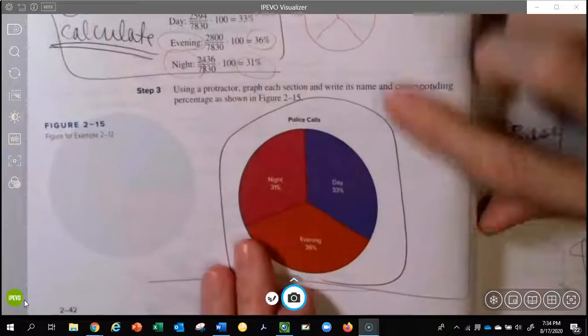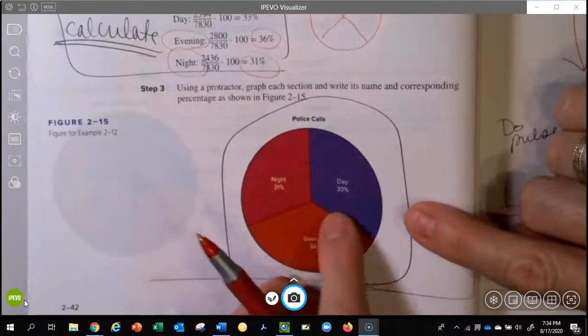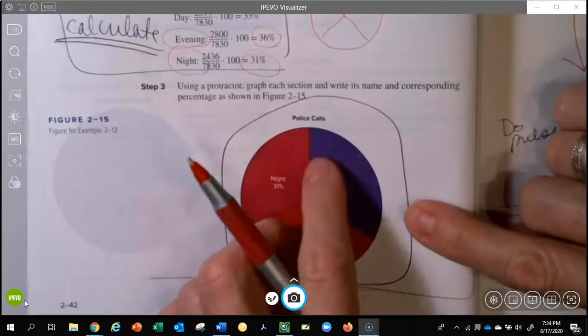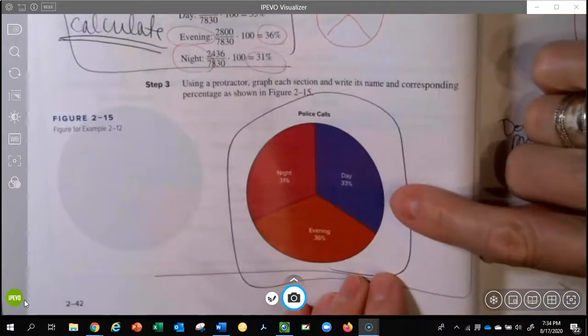And so if you look at the finished graph down here, the finished pie chart, you see that evening looks a little bit wider, night is a tad smaller, and day looks like, you know, part of the pie symbol, that it's actually a third.